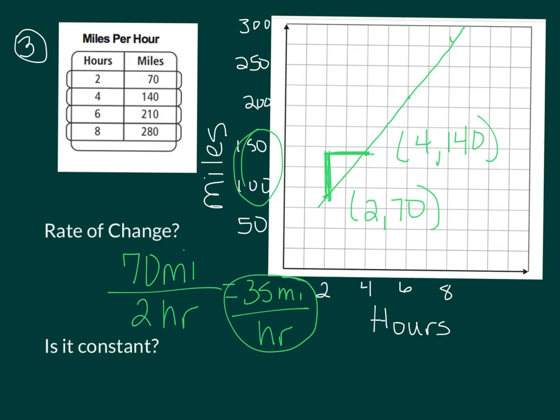The next thing it's asking is, is it constant? What that means is, when I drew my line here, is it a straight line? Yes, it is. Another way you can look at it is I increased every 70 units for miles and then 2 for hours. So is it constant? The answer is yes, constant rate of change.